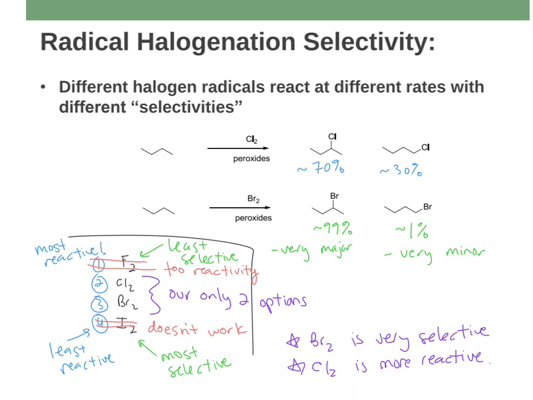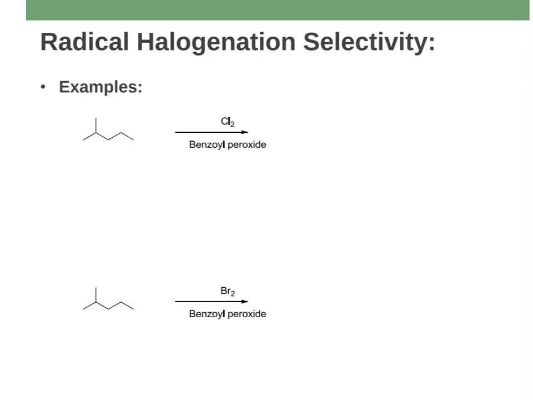So let's look at some other examples about what I mean by that selectivity. Right, so if I do a chlorination, I use Cl2. In this case, I'm using benzoyl peroxide, which is just this. If you don't know what benzoyl is, it's a benzene with a carbonyl on it. So benzoyl peroxide, I'll just draw it out so you can see it. It's just another peroxide. It's going to help generate a chlorine radical, and then it goes through the same propagation steps as what you saw before. The problem with this, though, is that there's many different places the chlorine can go.